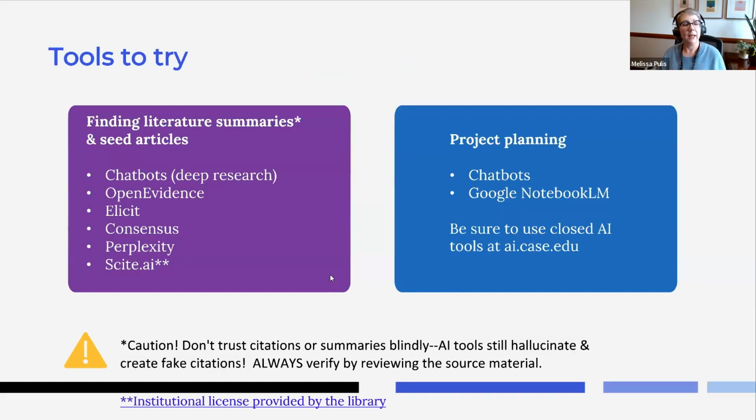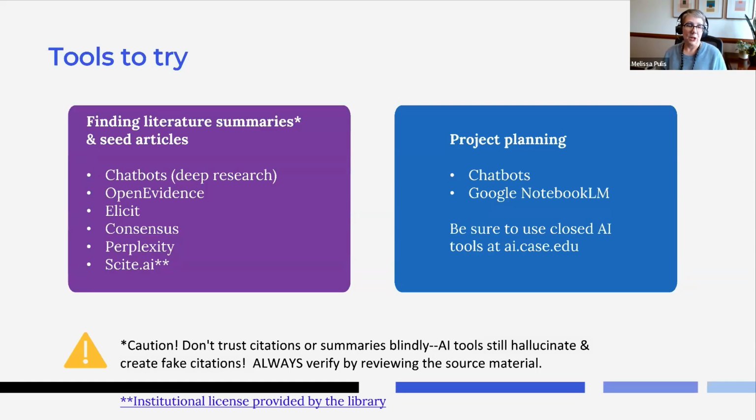So some tools you can try. If you're looking for literature summaries or seed articles, you can use just general chatbots. We specifically recommend any deep research chatbots. The typical research tools you've probably all heard about, like Open Evidence, Elicit, Consensus, Perplexity, or Cite AI. And these are just some examples. There's lots of other tools out there like that. I do want to point out that the library does provide an institutional license to Cite AI. So if you're interested in that, visit the library's website.